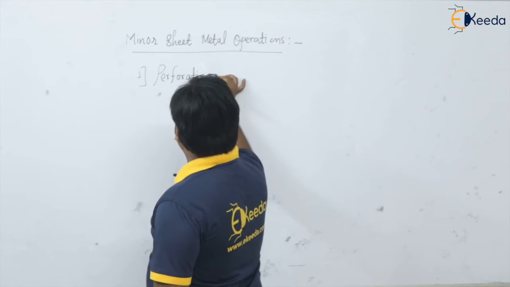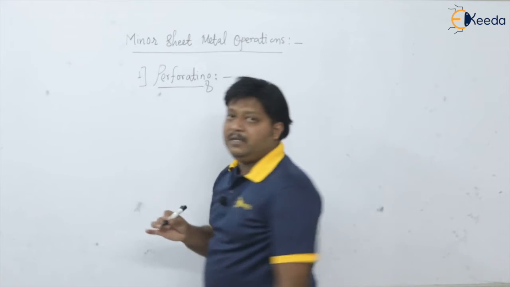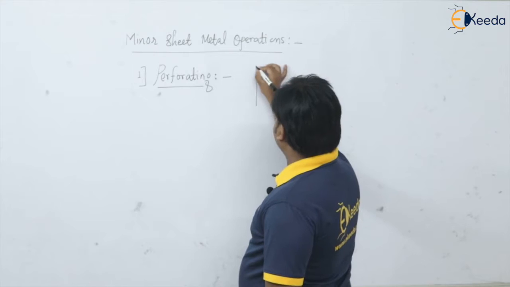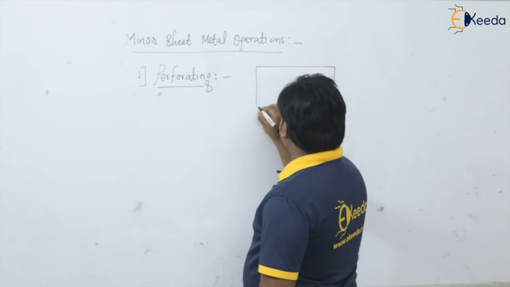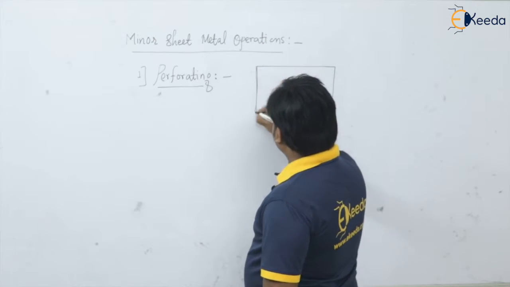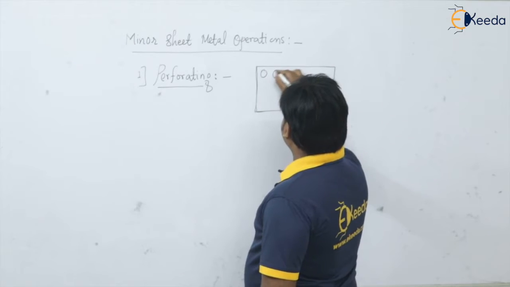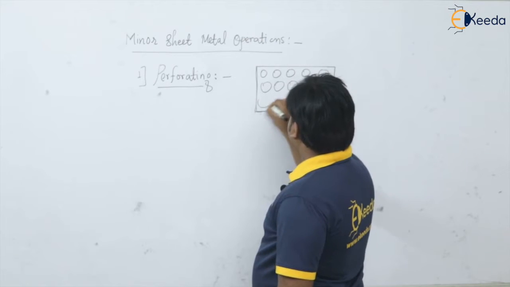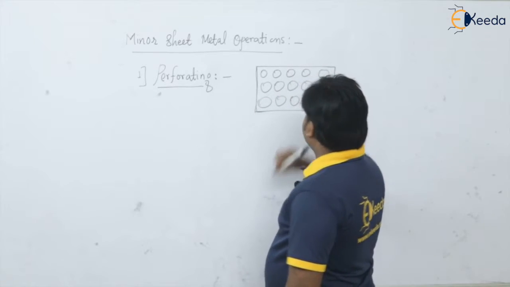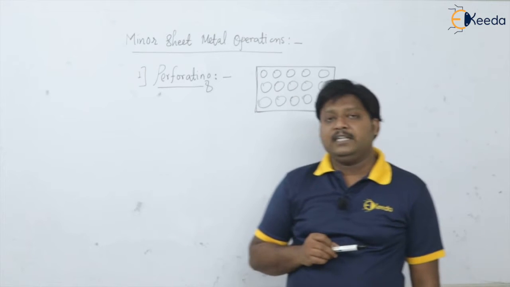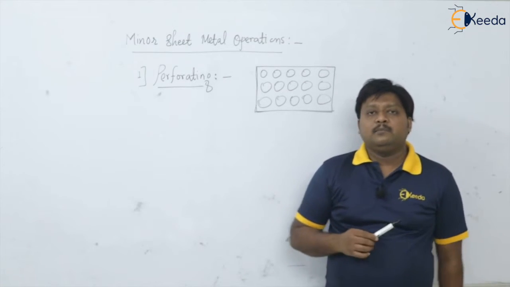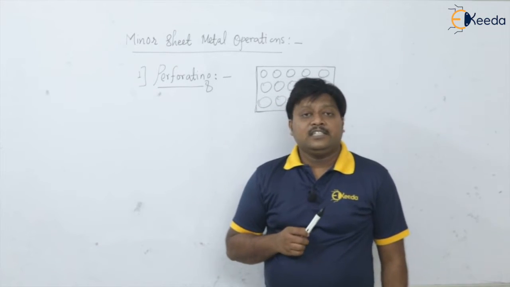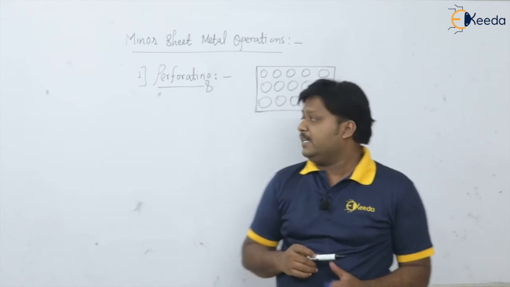Perforating. So what is meant by perforating? Perforating is the sheet metal operation in which, in a given sheet, we are producing a large number of small holes. So this is the perforating operation: producing many small holes in a given sheet is known as perforating.